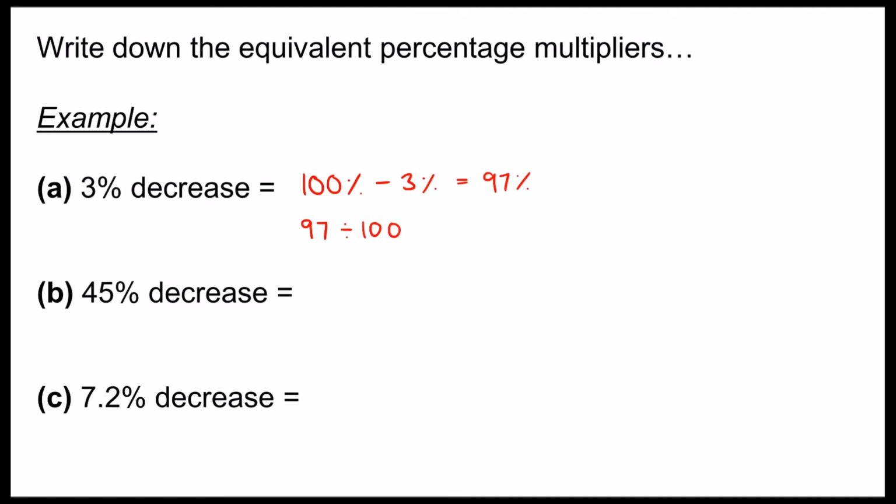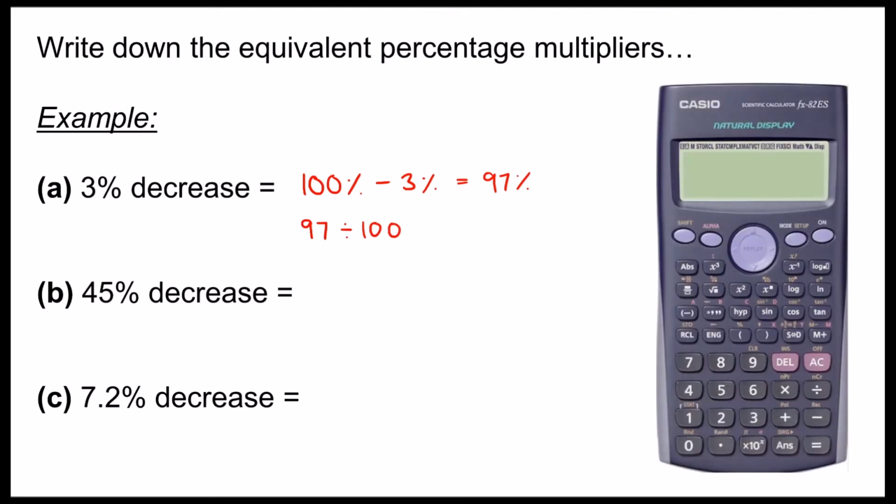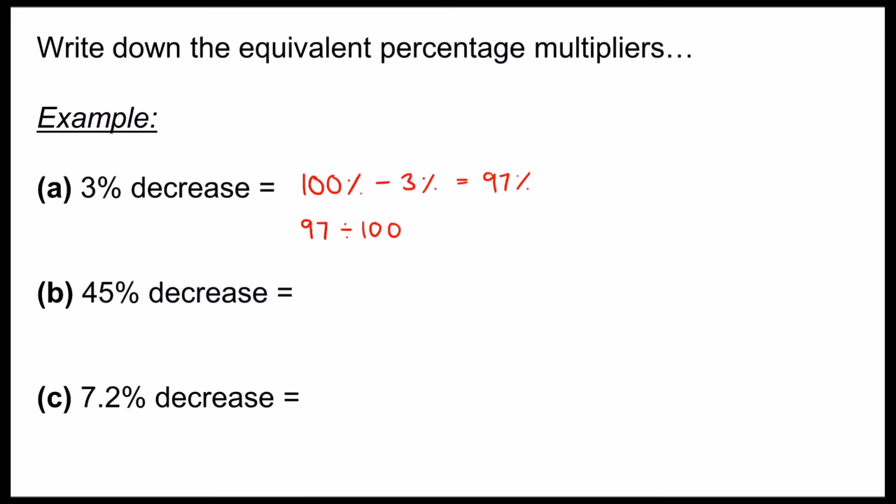Now if I need to, I can use my calculator to help me work that out. 97 divided by 100 converted to a decimal gives me 0.97. Therefore, the multiplier of a 3% decrease is 0.97.